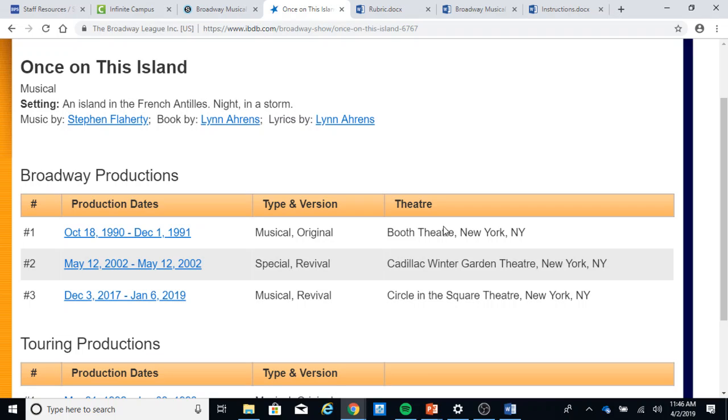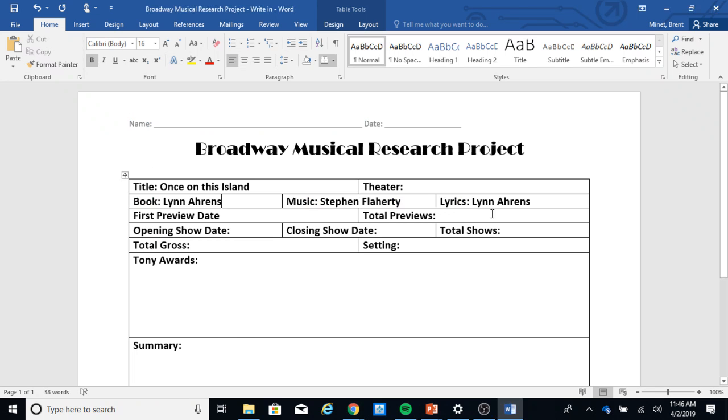The name of what? The date? It was in New York. Okay, you could get it there, yeah. And what theater? So Booth Theater. So you can get opening and closing date there, but I would go to the next page and I'll show you why, because there's specific opening dates. So Booth Theater, well, guess what? You need to know that. So you're going to go to the theater and you will put Booth Theater, okay?